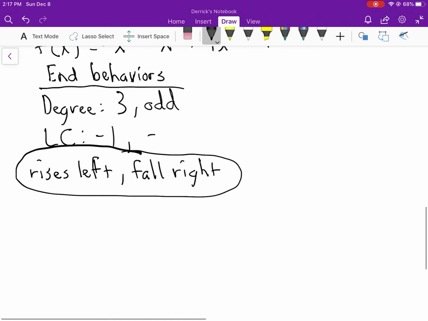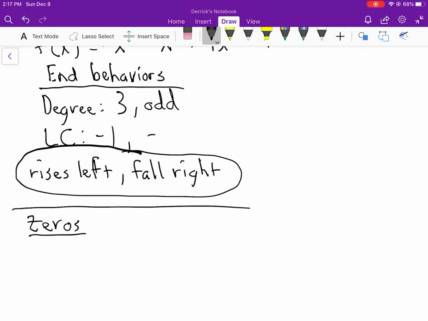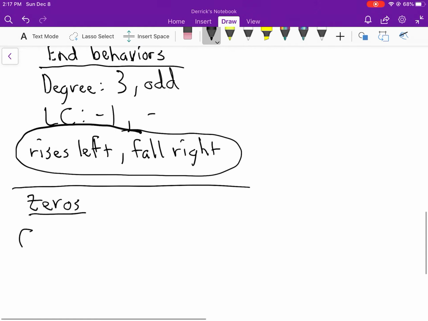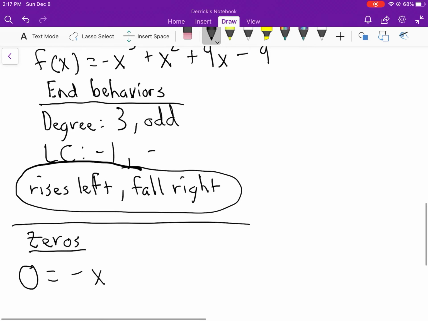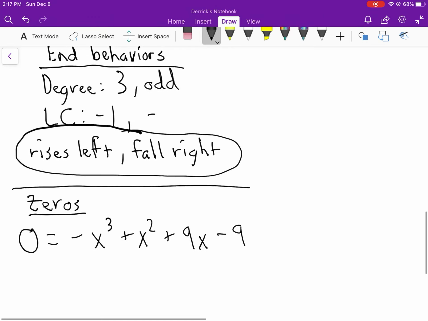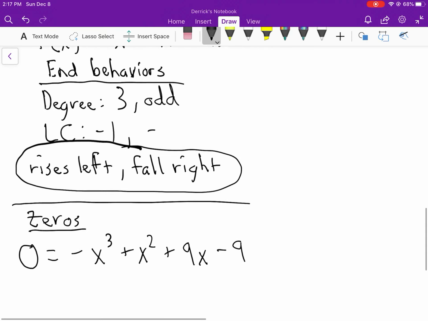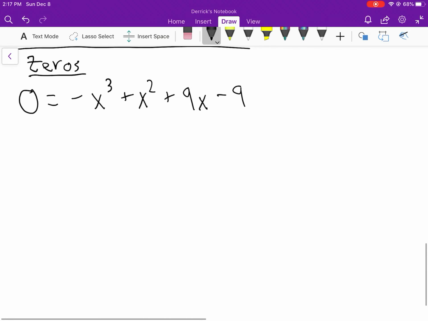Once I've determined that, the next thing I want to do is find the zeros, which is really the same thing as x-intercepts. To find x-intercepts, you plug in 0 for y. So that means I have 0 equals negative x to the third plus x squared plus 9x minus 9. So, I have 4 terms.